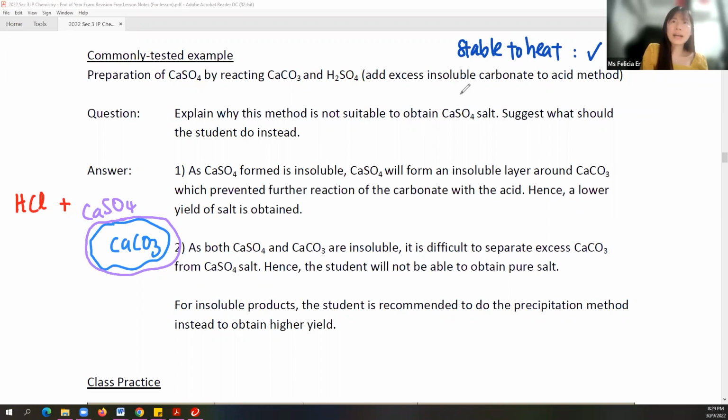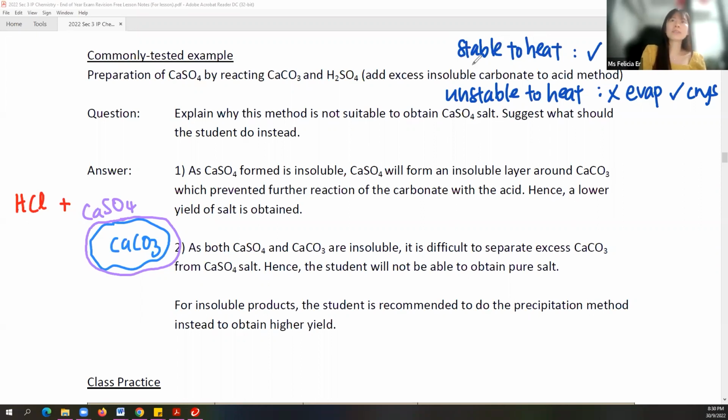For things that are unstable to heat, you can only do crystallization. Cannot do evaporation to dryness. Because evaporation to dryness is super hot until totally dry, so it will decompose. That's why for unstable to heat, you cannot evaporate. But if it's already stable to heat, be it fast method or slow method, since it's stable, it won't decompose. That's why whichever method you use doesn't matter.